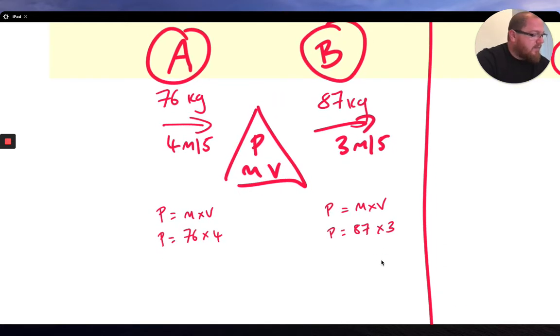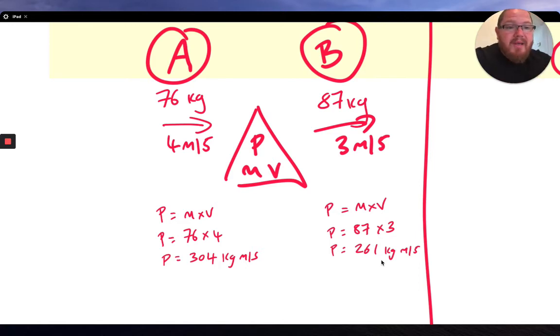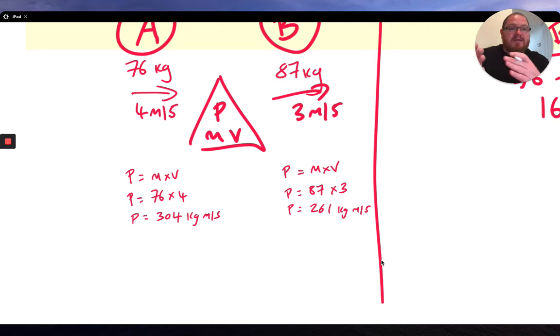Just a case now of plugging those into the calculator, and I come out with 304 there, kilogram meters per second, and I come out with 261 there, 261 kilogram meters per second. By the way, I only did these once, so I might have made a mistake in the calculator here. If the majority of you are coming out with different answers, make sure you leave a comment and tell me, because this obviously will change the answers further on.